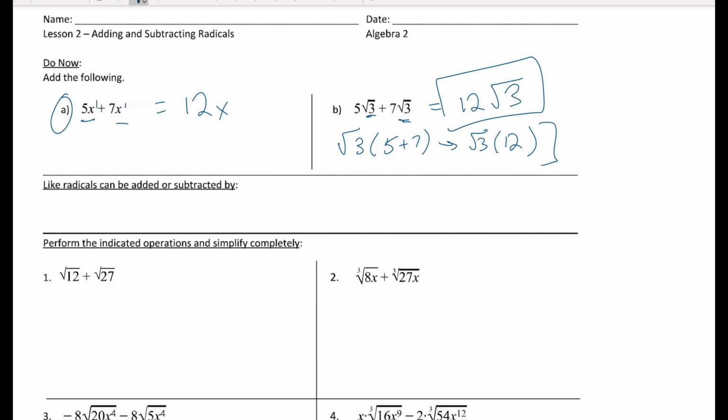So the rule here is going to be to combine the coefficients, should we have any, and keep the radical. Notice that radical 3 still hangs out. We're not adding them to make it radical 6. It stays the same, along the same lines as how you wouldn't make that x squared, it's just 12x's. It's still x to the first power there.